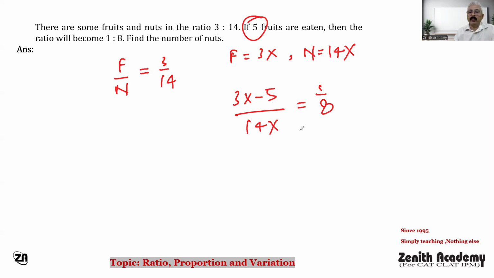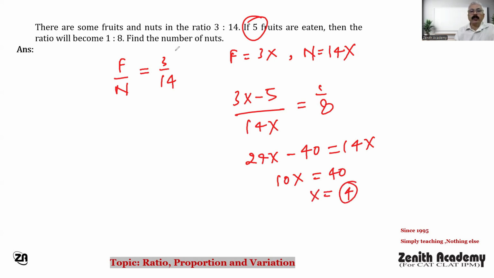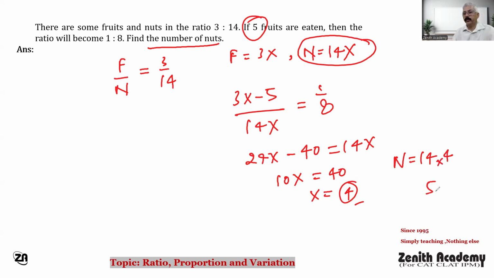So simple cross multiplication: 8 times 3x is 24x minus 40 is equal to 14x. 24x minus 14x, 10x is equal to 40. x is equal to 4. Now the question: find the number of nuts. Number of nuts is 14x, so N is equal to 14 into 4, so the answer is 56. Number of nuts is 56. This is your answer.